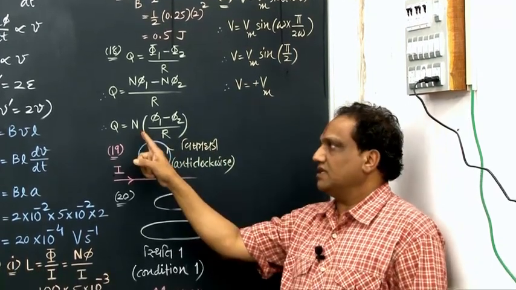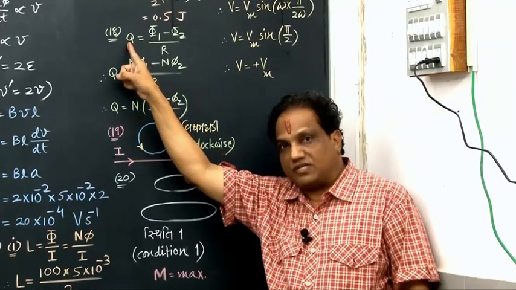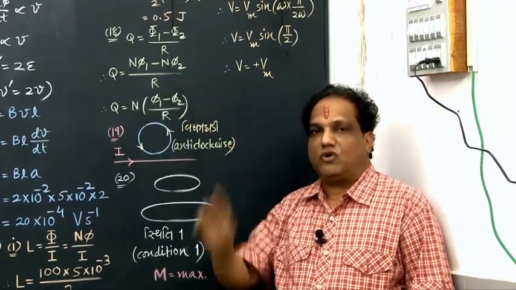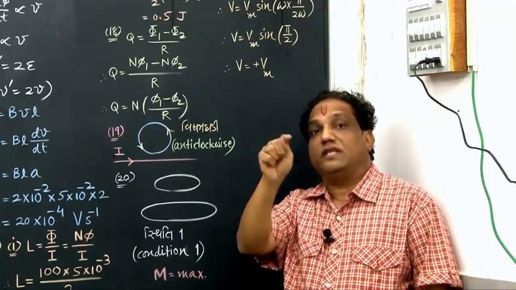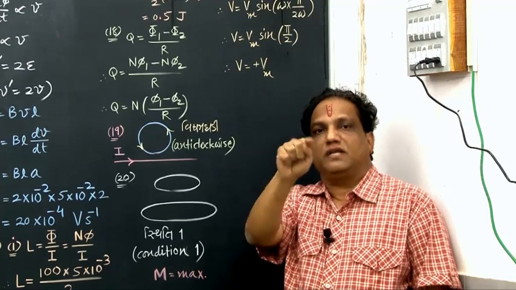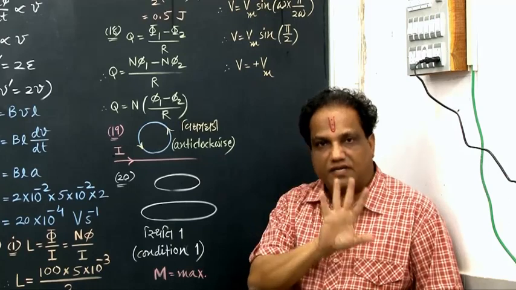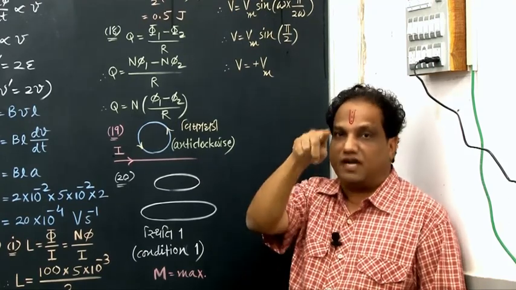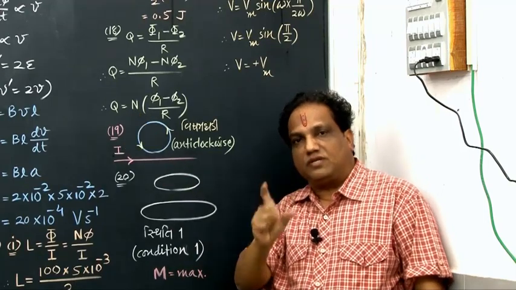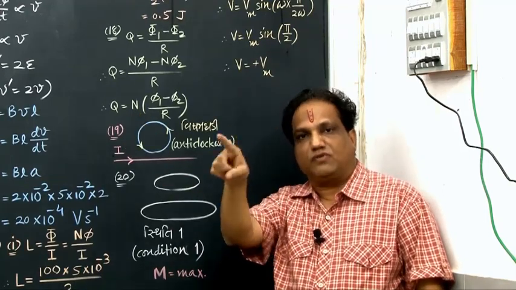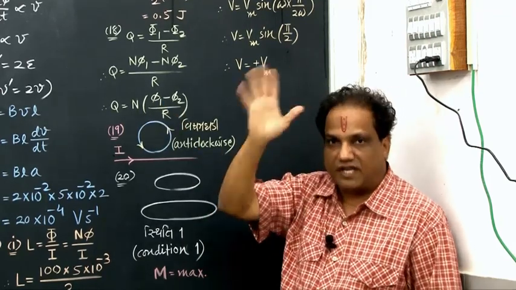Actually speaking, this answer is correct, because when we had obtained this formula of induced charge, we started with Faraday's law of electromagnetic induction with negative sign, including Lenz's law. E equals to minus N d phi by dt, correct? Because we had started with negative sign, we are getting this answer, okay? If you want the textbook answer, you should start with plus sign, E equals to plus N d phi by dt, and then you will get this answer, given in the textbook.